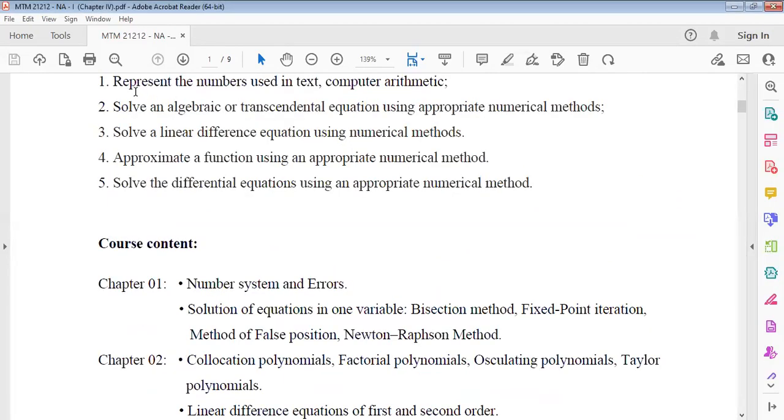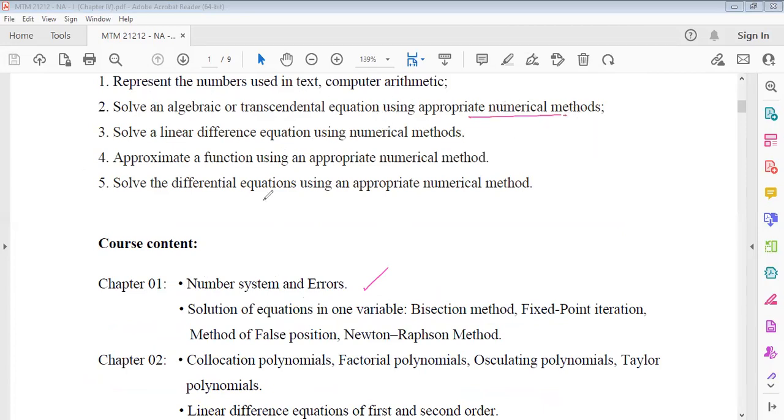Okay, the first one, represent the numbers used in computer arithmetic, okay? So numbers, number systems and errors we have studied in our chapter number 1. Okay, that is our learning outcome 1, which can be gained from chapter number 1. So go through the number systems and errors. Okay. Next one, solve an algebraic or transcendental equation using appropriate numerical methods.